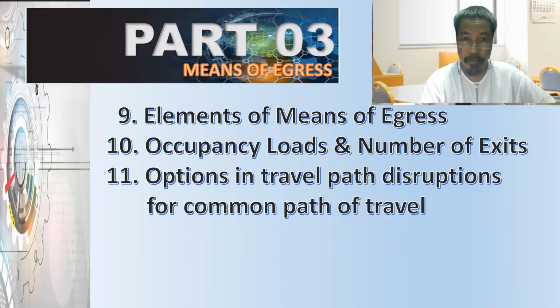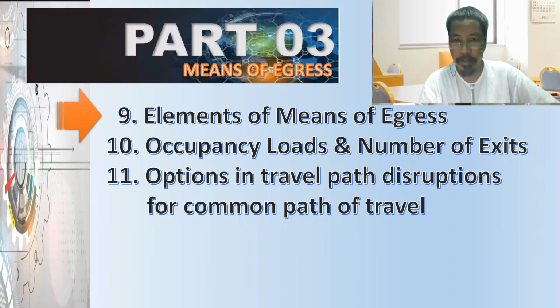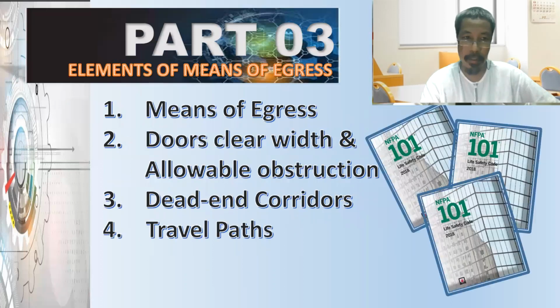So, part 3, means of egress. We are starting this module, and we are going to deal with elements of means of egress. What do we mean by that? So let us go to the elements of means of egress, wherein there are 4 subtopics. As I've said, we will start with the first subtopic, means of egress, general characteristic and principles.